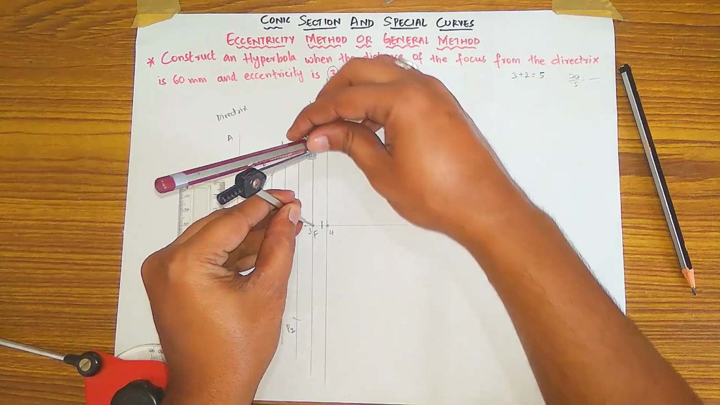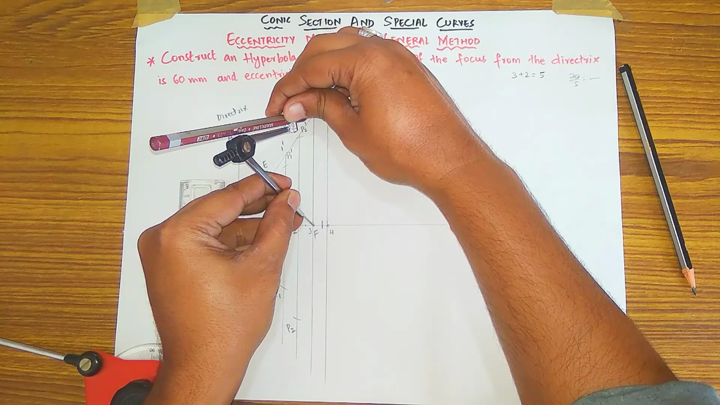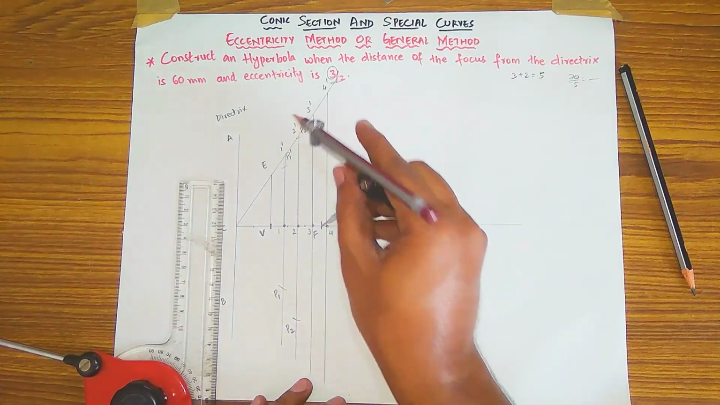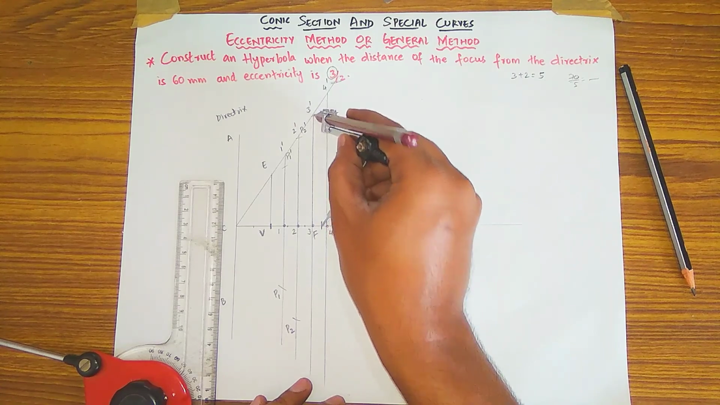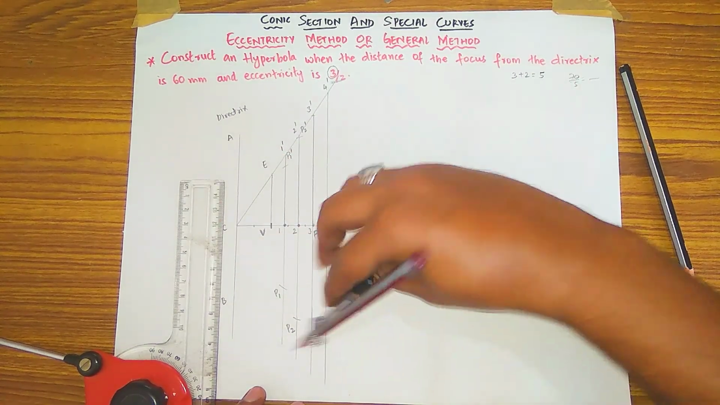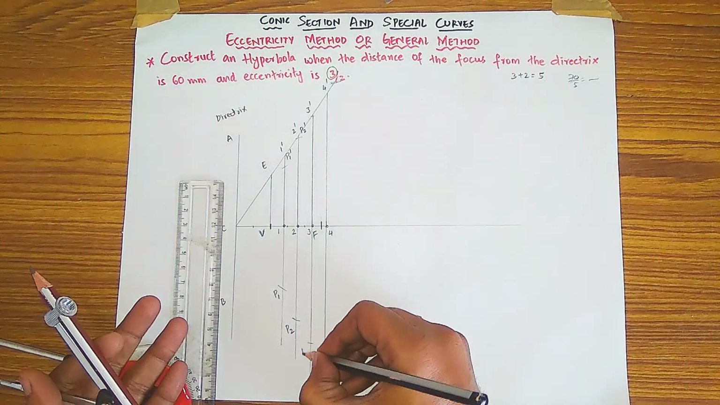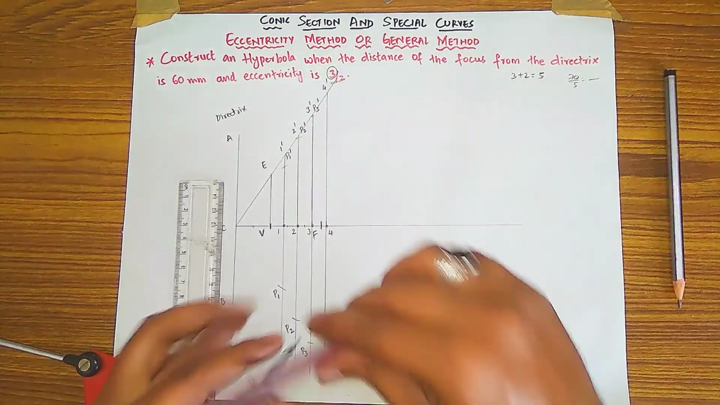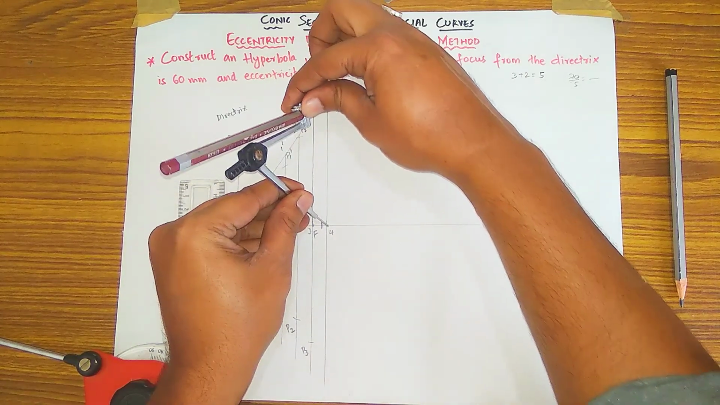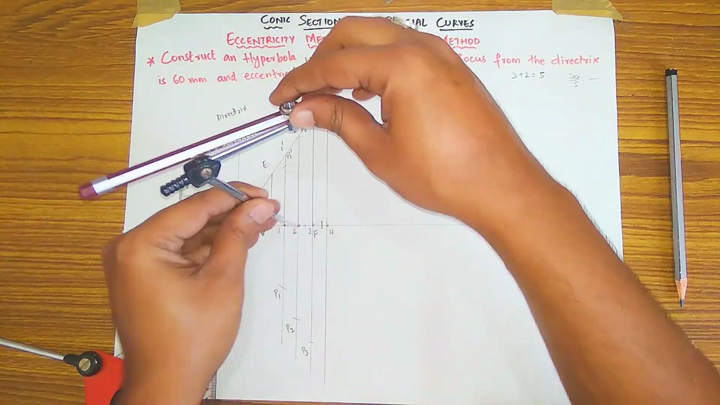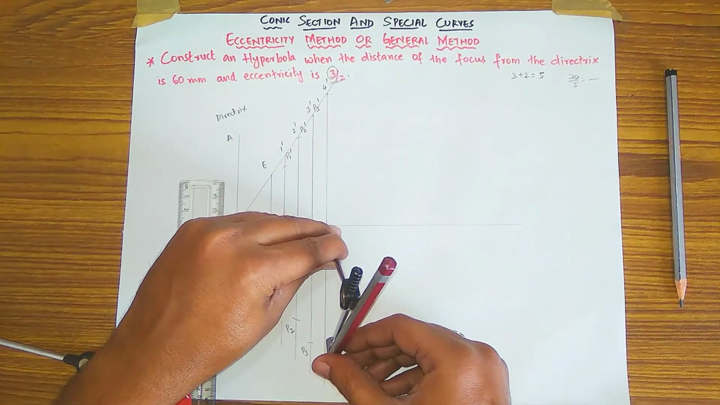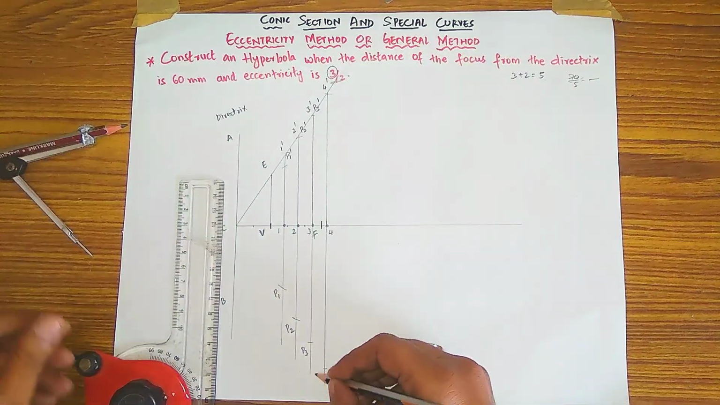Then for the third point, measuring from F to 3 dash, keeping on F, take an arc on that 3 and 3 dash line, and this will be P3 and P3 dash. Then measure 4 to 4 dash, and keeping on F, take an arc on that 4 and 4 dash line. This will be P4 and P4 dash.